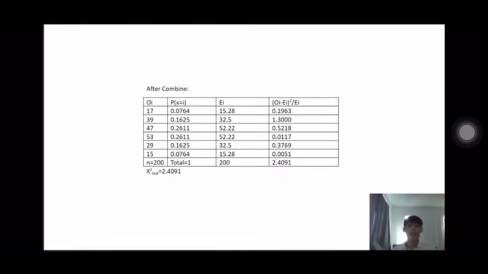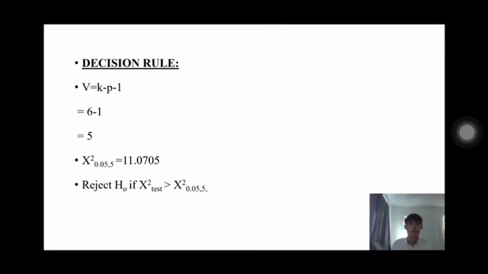After combining the EI which are smaller than or equal to 5, we can calculate (OI minus EI) squared divided by EI, and we sum up all the values, and this value is equal to the chi-square test statistic. Next, we will do the decision rule.